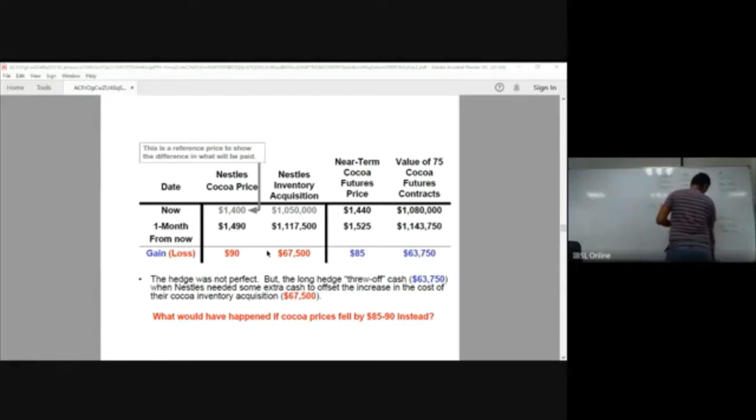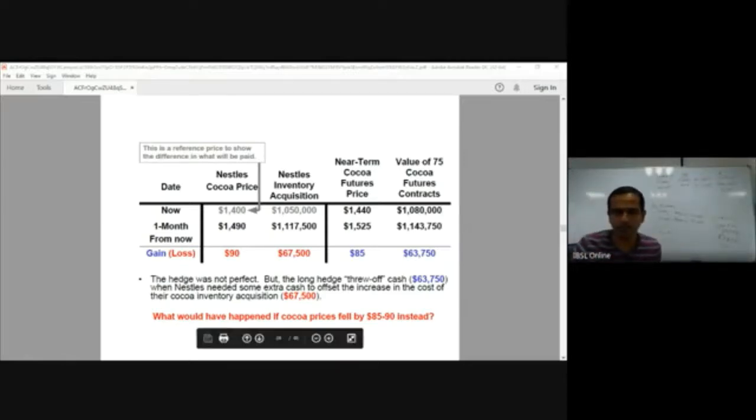If the price falls, they will make money on the inventory, and on the futures they will lose, right? So net is again a $3,750 loss. Once again, if not for the futures contracts, they would have made a profit of $63,750. But because of futures, they end up losing $3,750. So just because you get into futures or you hedge, it doesn't mean you have zero risk.